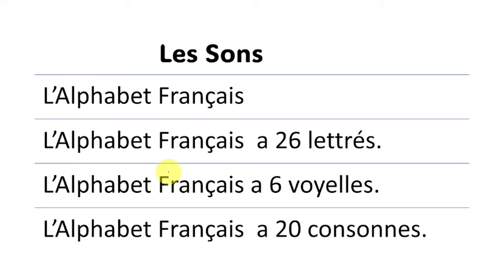Alphabet français. L'alphabet français a 28 lettres. L'alphabet français a 6 voyelles. L'alphabet français a 20 consonnes. Okay? We come here. The voyelles. So we have A. This one we call A.